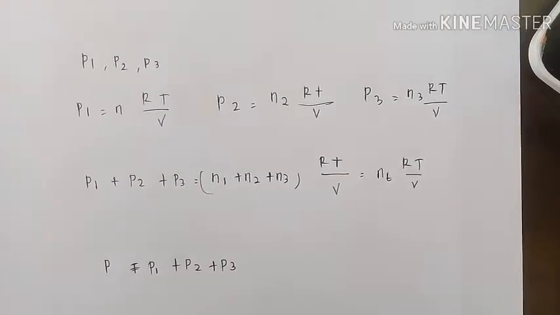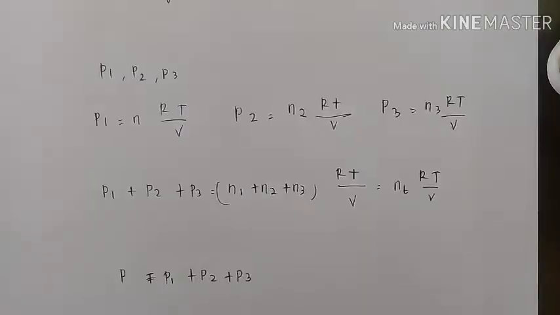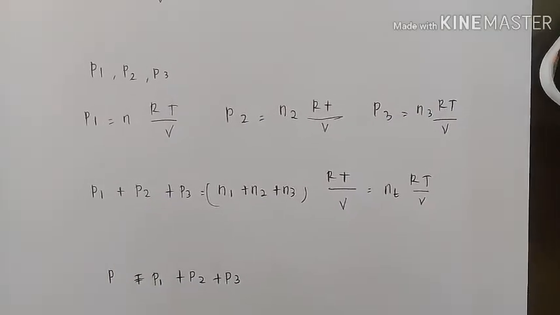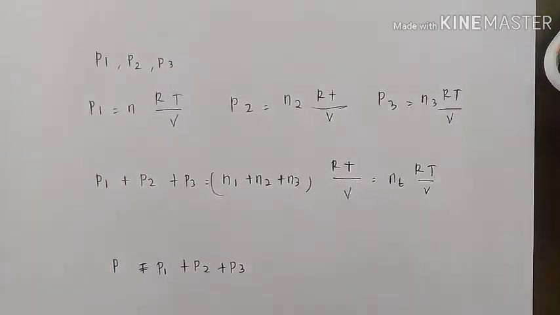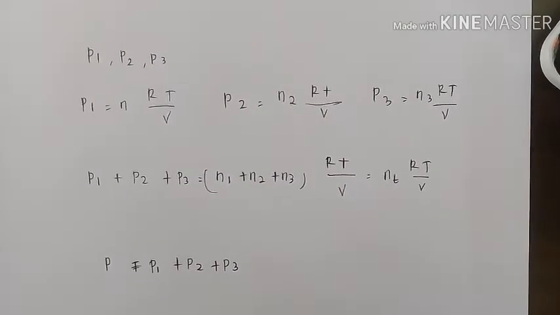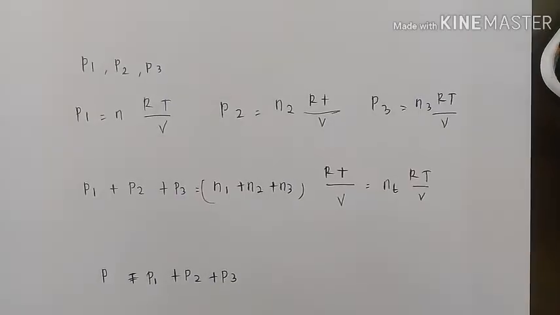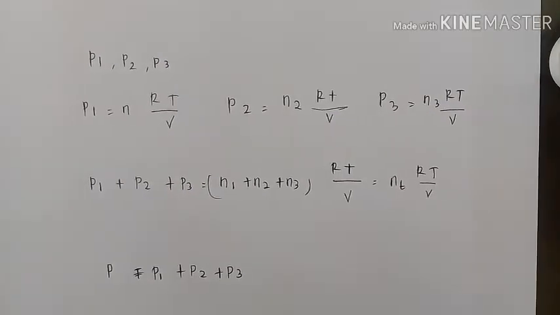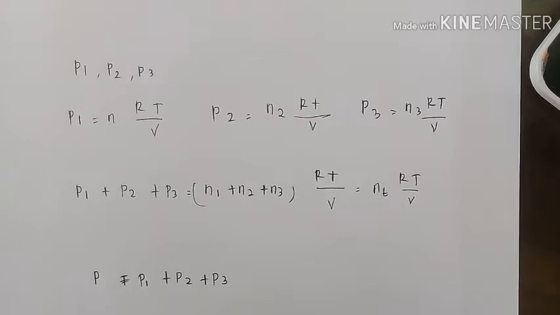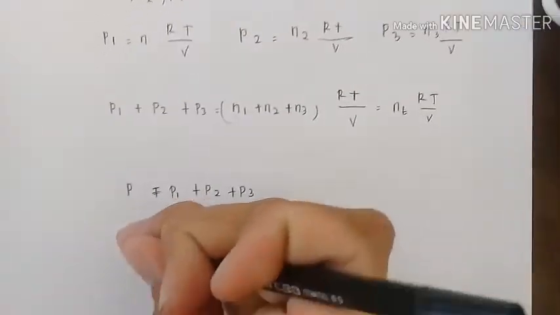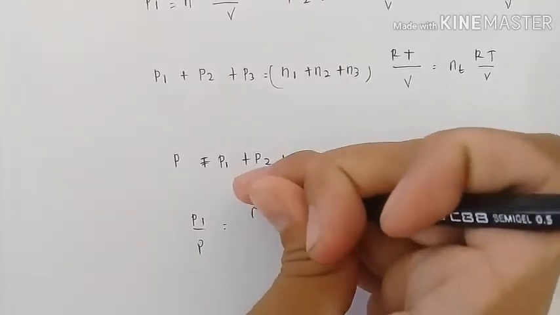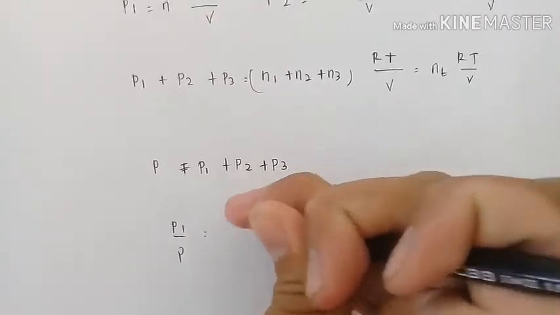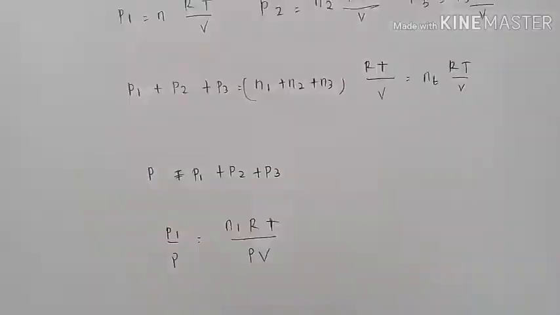and so on. Partial pressures are simply related to the mole fractions of the gases in the mixture. Dividing the partial pressure of the first gas by the total pressure P, we obtain P1 per P equals n1 RT per VP.